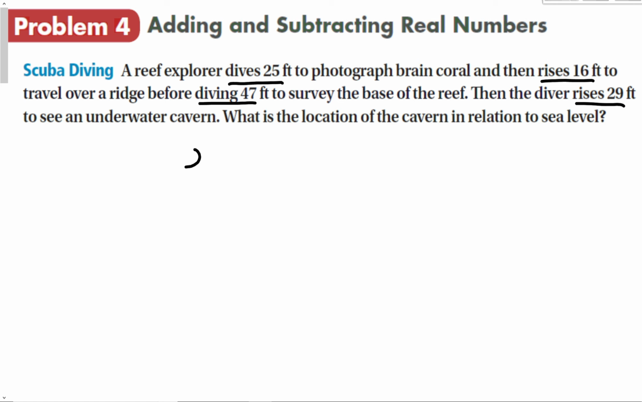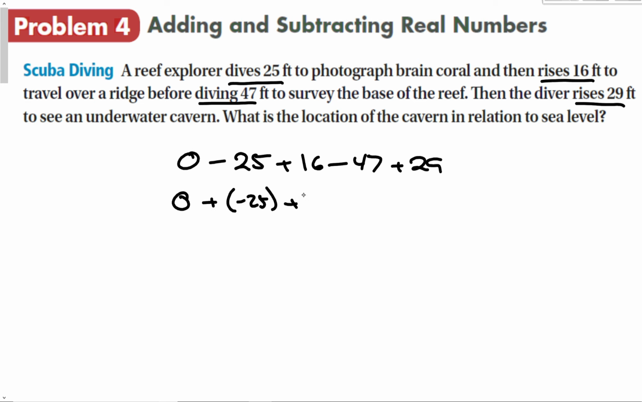Well, we're starting at 0. That's our sea level. And we're going to dive down. So that's going to be minus 25. We're going to go down. Then we're going to go back up 16 feet. Then we're going to go back down 47 feet. And then we're going to go back up 29 feet. Okay. So if I wanted to, I could just go straight across. I can use what I've learned, that I can add a negative 25, I can add a 16, I can add a negative 47, and I can add a 29.